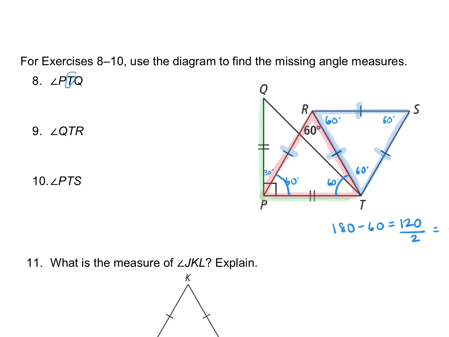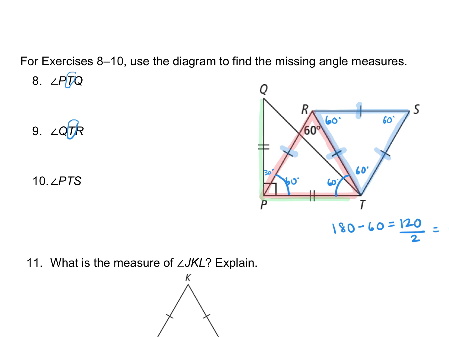Let's see if we know what QTR is. So angle QTR, remember the middle letter T is our vertex. So it's going to be here at T. Oh, look, these are all at T. So if I go from Q to T to R, this is this skinny little one right here. Well, we haven't figured that one out either.